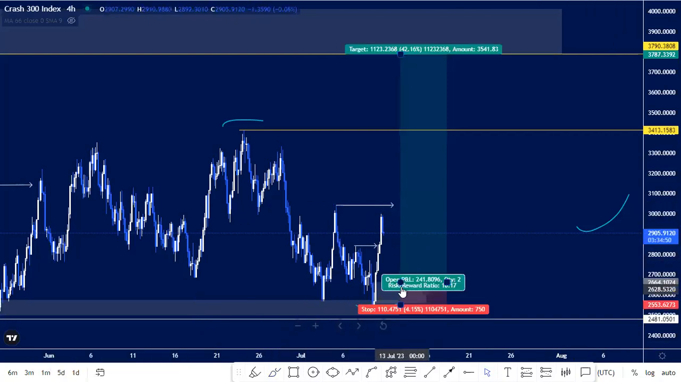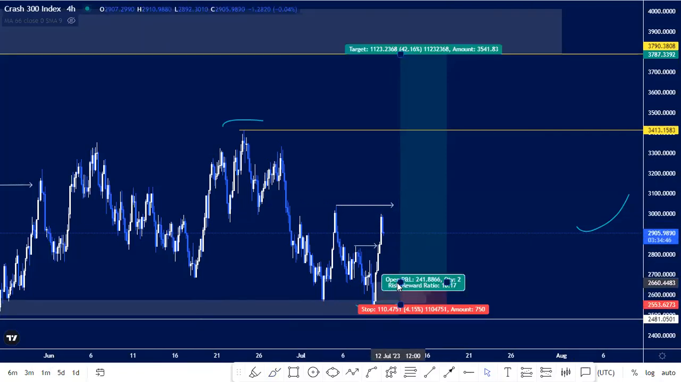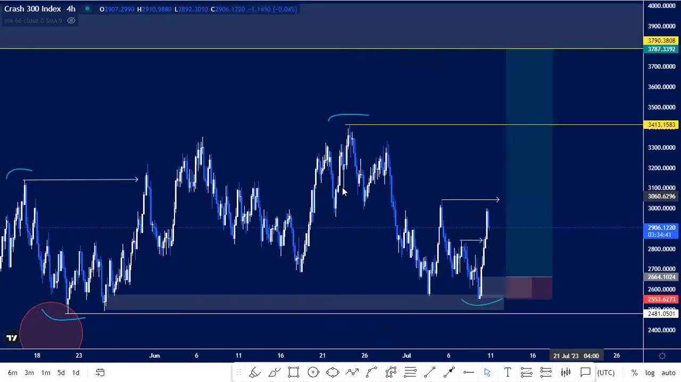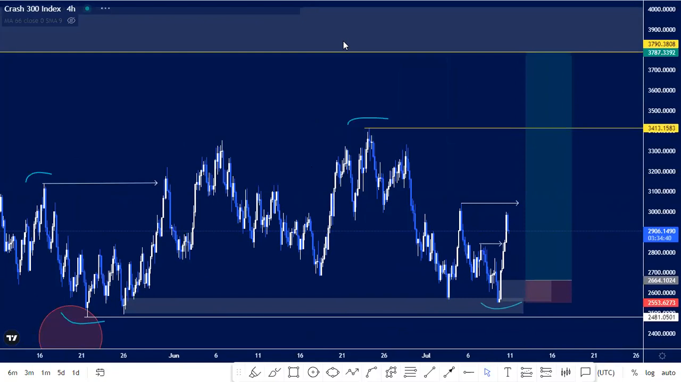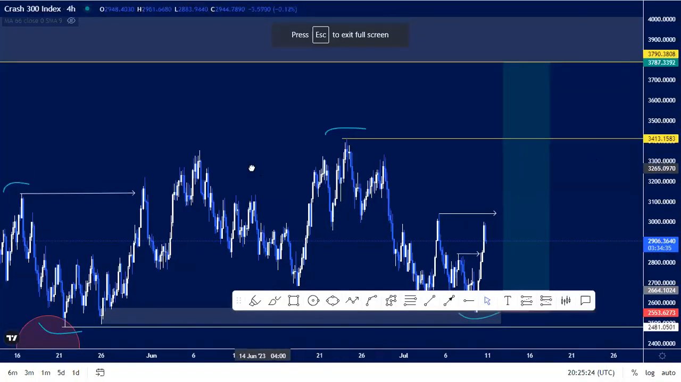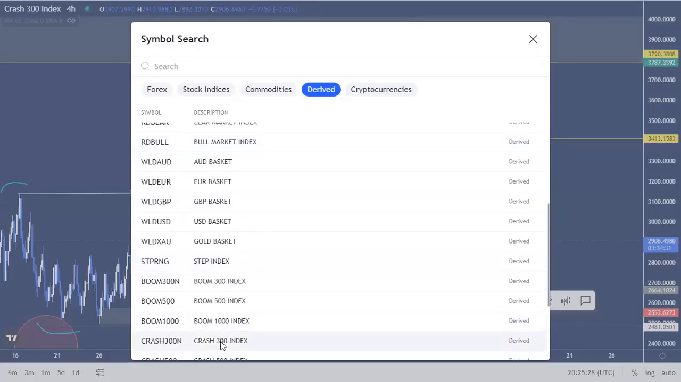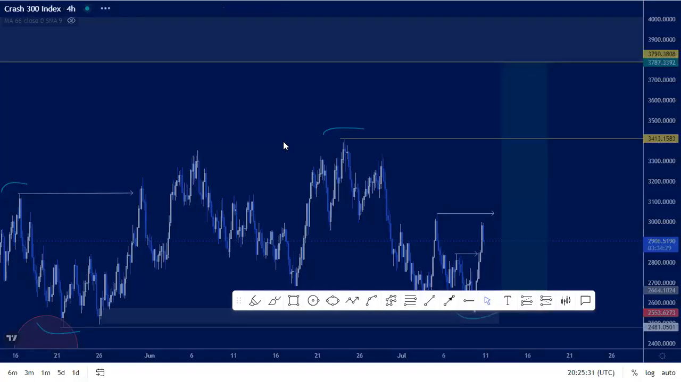So I'm now giving you another entry point, if you missed those. This is the other entry point for the buys. Wait for this. Once it comes there, then we go all the way up. This is the structure. This is the analysis for Crash 300. If you develop any question, ask me as soon as possible. We are now moving forward to Crash 500.